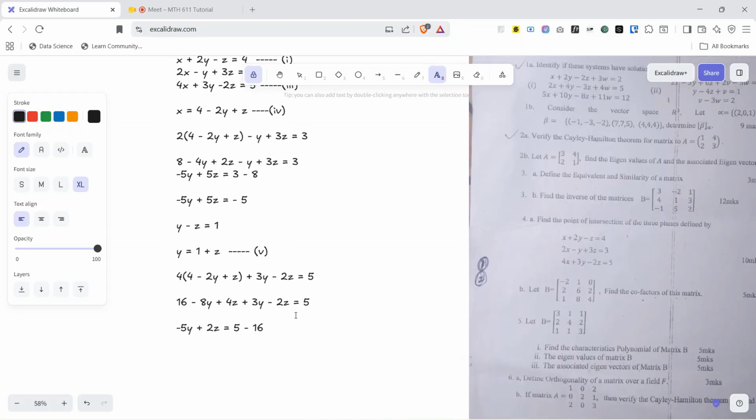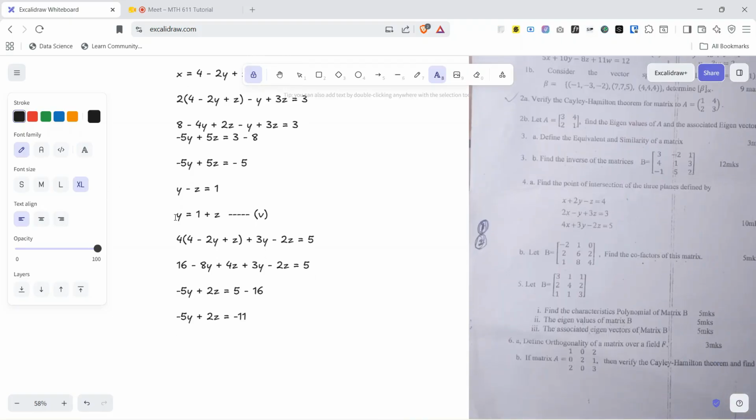Which means we are now going to have, trying to confirm, I think I made a mistake somewhere. 16 minus 8y plus 4z plus 3y minus 2z minus 5. Okay. Yep. So minus 5y plus 2z equals minus 11, right?